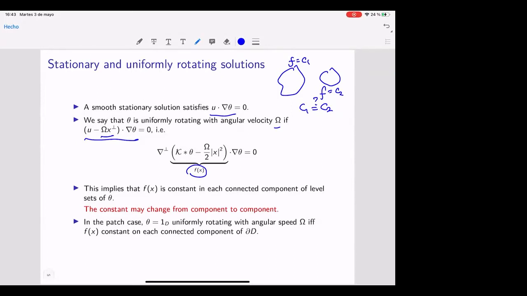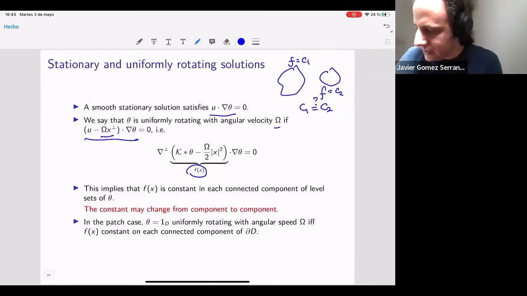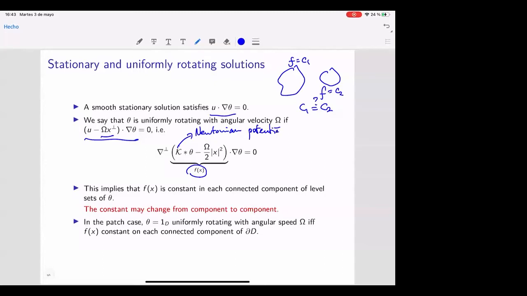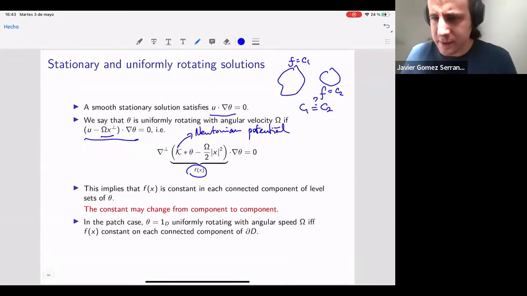Okay, sorry, what is the kernel K? K is the Newtonian potential. Thank you. Yeah, sorry about that. Thanks a lot for the question.